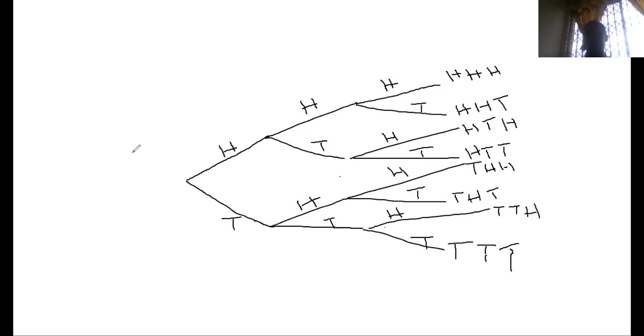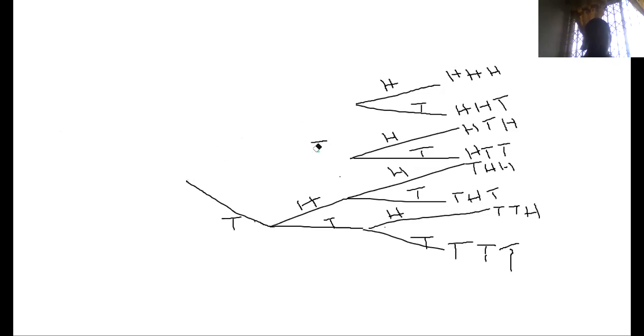What about a die? Remember that when you have 2 or more die, we call it dice, D-I-C-E. If it is 1, it's a die, D-I-E. So when you have 2 dice, we know that for a single die, there are 6 possible outcomes. The numbers 1 to 6.